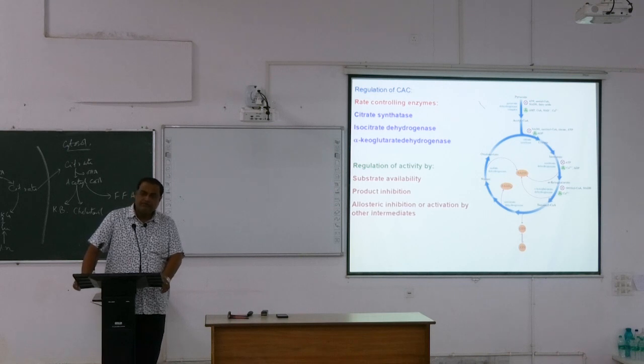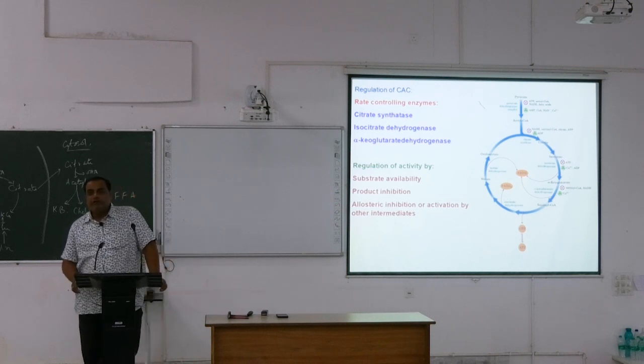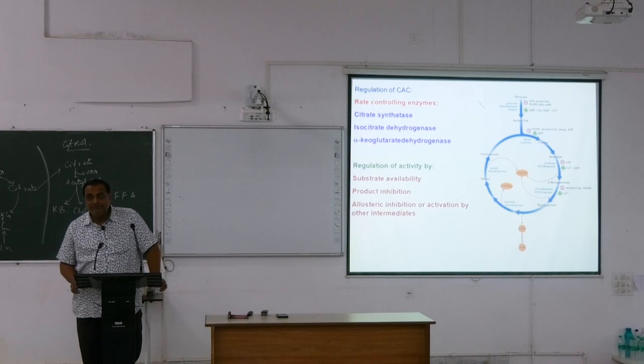Examples you want? Citrate synthase. Citrate itself will inhibit formation of further citrate. Product inhibition. Correct? Citrate itself will inhibit formation of acetyl coenzyme A, feedback inhibition by inhibiting PFK1. Correct? Answers you know. Only thing is you have to find out. Devote some time, that's all.